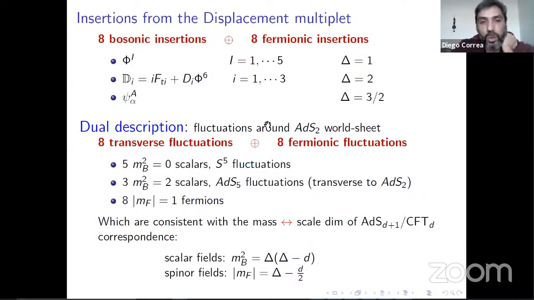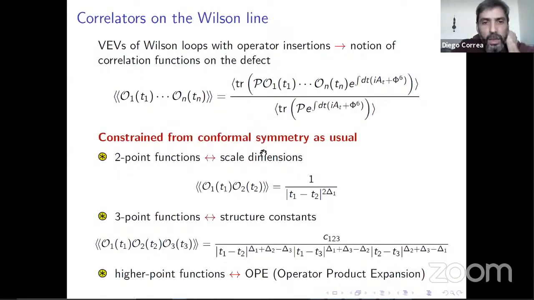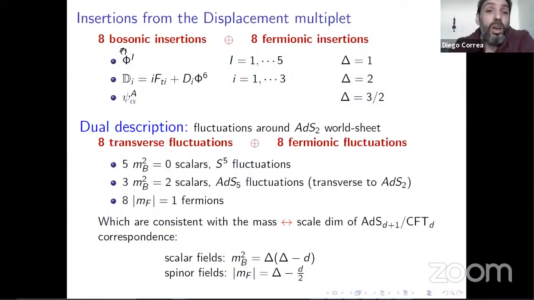Recall that we have in mind this Maldacena Wilson loop, in which we have taken phi 6 as the internal space direction. So we can have insertions made out of the remaining 5 scalar fields, so that they are 5 and they have scale dimension 1, and we can also have some other kind of transverse excitations, which are these displacement components. We have 3 of them, and they are combinations of the field strengths and the covariant derivative of phi 6, and they have scale dimension 2. Of course, we can have fermionic insertions, and we have 8 in this multiplet, and they have scale dimension 3/2. The nice thing about this is that they are very nicely interpreted in the dual description.